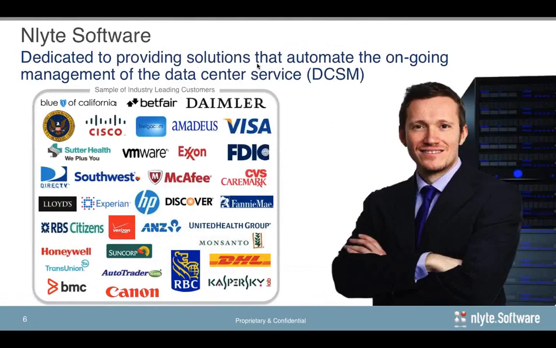So a little bit about Enlight. We were one of the first companies doing what is called data center infrastructure management. We are the leading provider of software solutions that help companies really automate the management of their data centers. We coined the phrase DCIM over 10 years ago. The company's been in business over 11 years, and now we're expanding our capabilities and functionality to provide what is called data center service management. We'll talk a little bit about that in a couple slides.